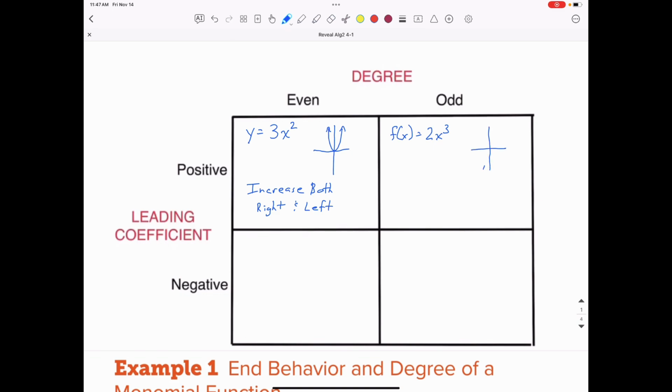We're going to be exploring these graphs in great detail later on in this chapter, but it's sort of an S shape right there. And notice that when it has an odd degree and a positive leading coefficient, then on the right side of the graph it is increasing, but on the left side of the graph it is decreasing. So we would describe the end behavior as decreases left, but it is increasing on the right.